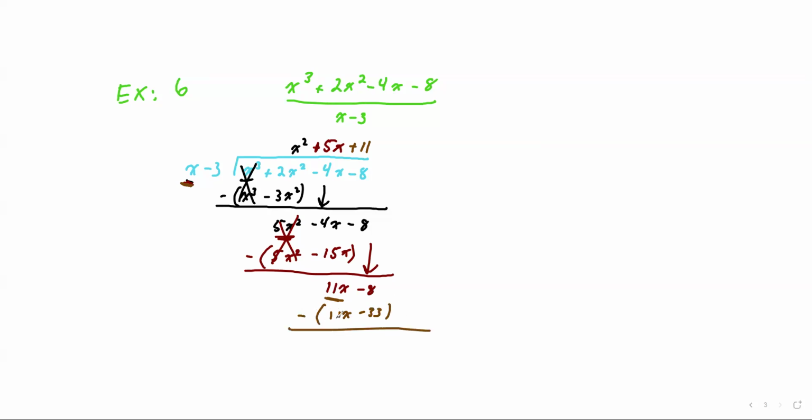Subtract. 11x minus 11x cancels. Negative 8 minus negative 33 would basically make that a positive 33. So negative 8 plus 33 is 25. Again, that is my remainder. So I'll say plus 25 divided by x minus 3.